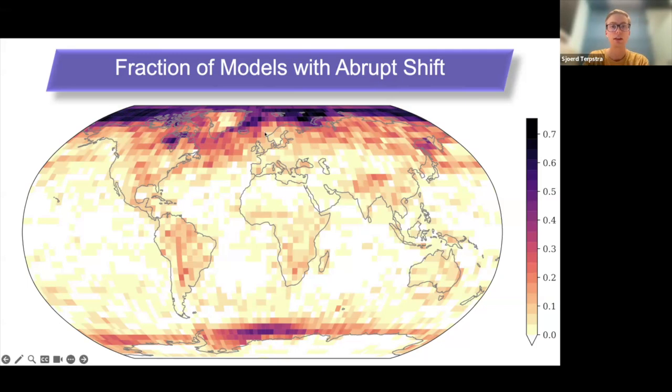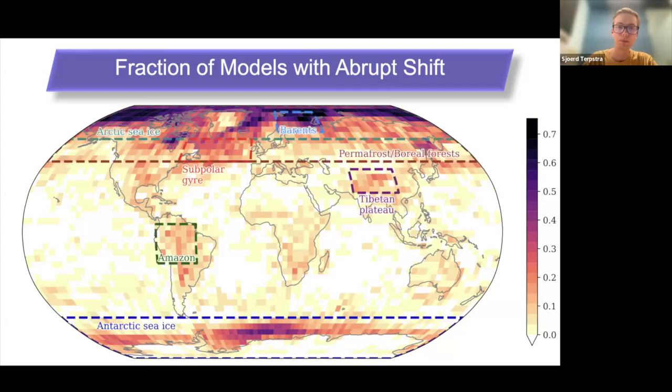So as you can see, the biggest signal comes from the poles, especially in the north, which we also expected based on previous studies, the one done on CMIP6, that a lot of changes occur related to sea ice. So this can be in sea ice concentration, but also related temperature variables, for example.